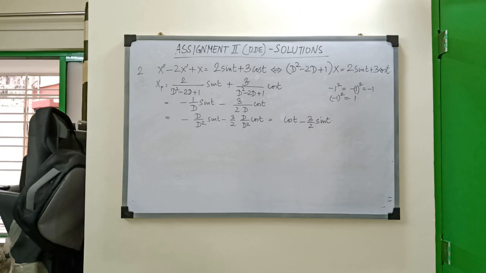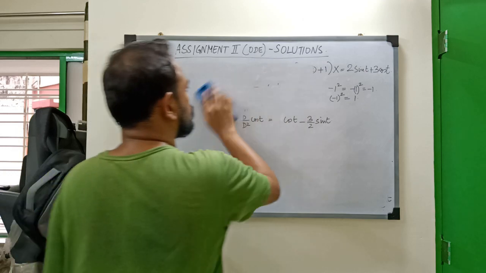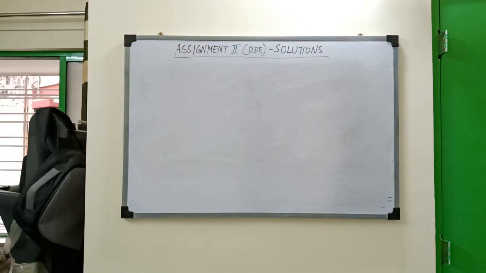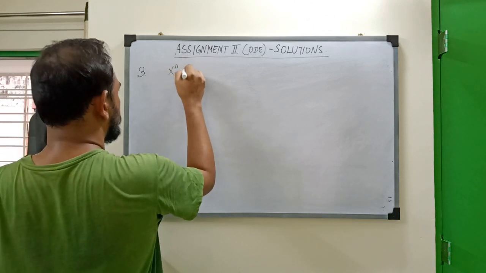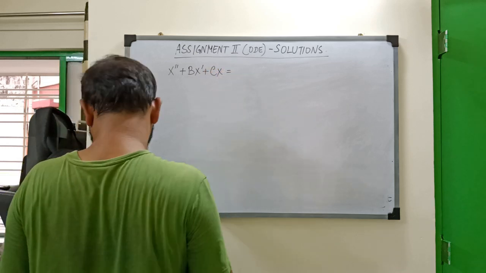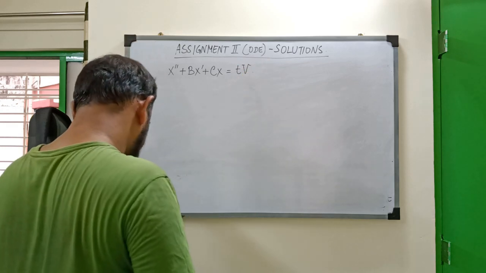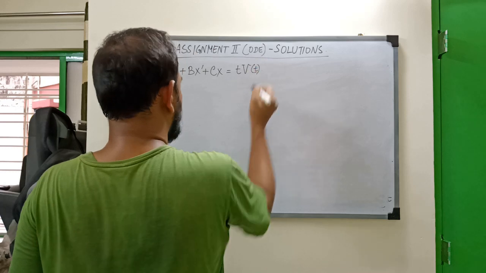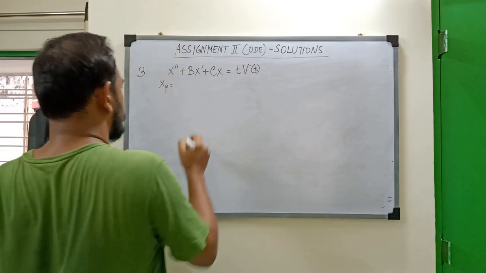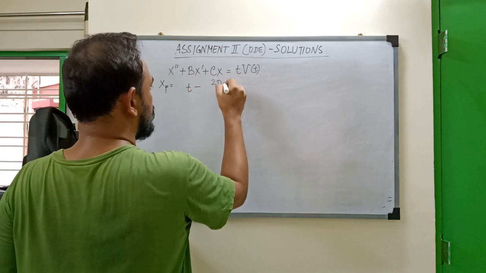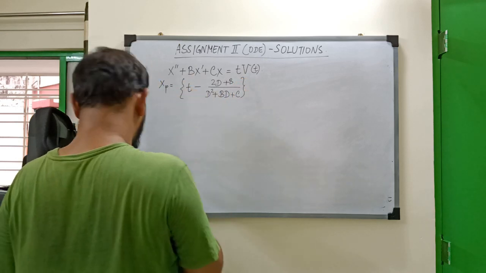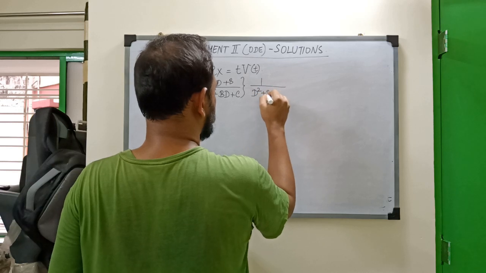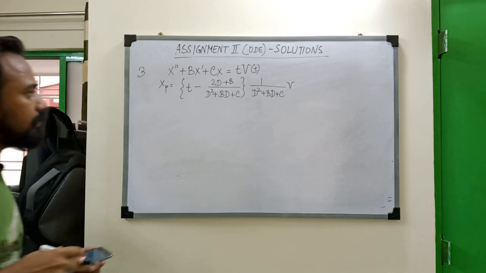Okay, let's go over to the third problem. The third problem says that x double prime plus bx prime plus cx, that's the differential equation, second order linear differential equation, with the product input like this, e to the t times v, where v is a function of t. Show that the particular solution can be written like this. It's a rather untidy one, but it won't be that untidy once we work that out. 2d plus b over d square plus bd plus c, this whole thing on 1 over d square plus bd plus c acting on v. Okay, this is what you have to show.